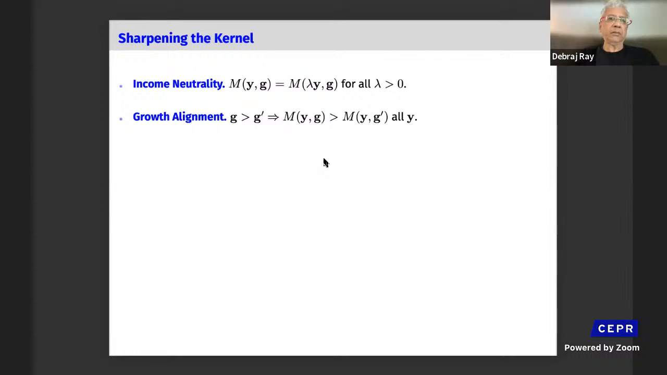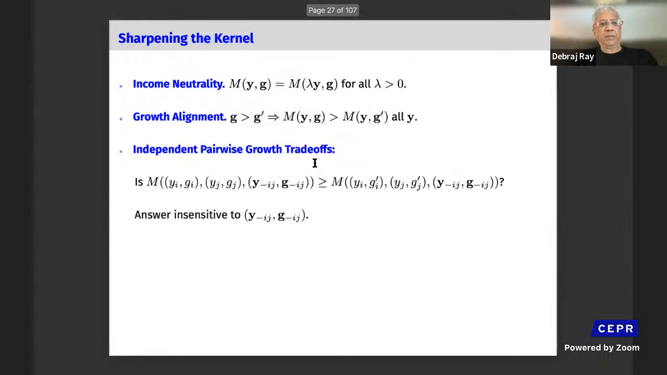Okay. And the third axiom here is called independent pairwise growth trade-offs, which says that the comparison, so let me go a little bit slowly here. I'm picking out 2 persons, I and J, okay? And this is the rest of the society. I'm holding them fixed. On the right-hand side are the same 2 persons, I and J, and this is the rest of the society. I'm holding them fixed.